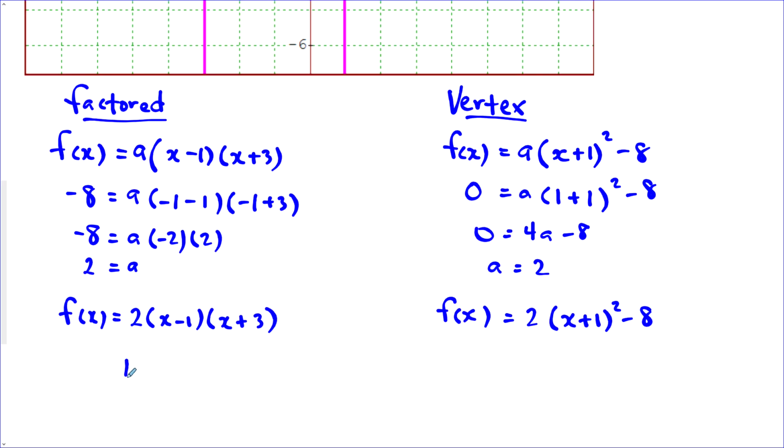And for our domain, we have all real numbers in interval notation, -infinity to +infinity. The range, our smallest range value is -8, so y is greater than or equal to -8.